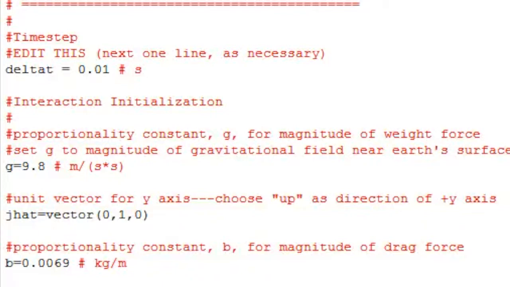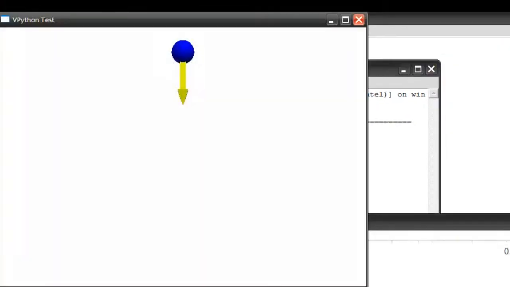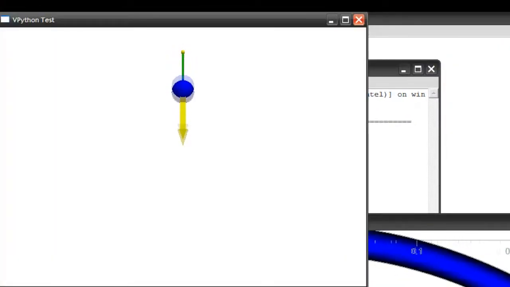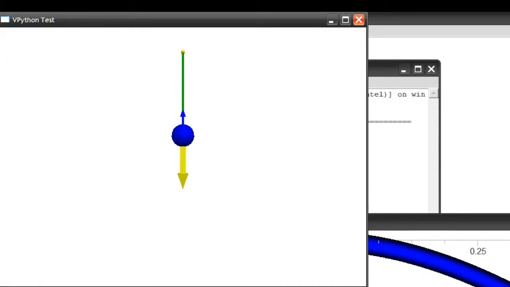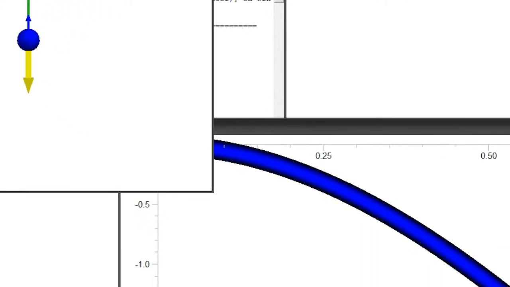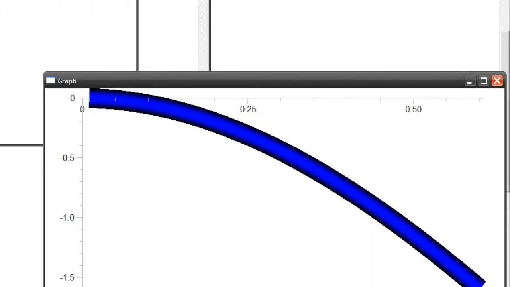In this second model, we will account for the effective drag on our system. In order to do this, the only change we must make from our first model is to assign an appropriate value to the constant b. Through trial and error and comparison with my observation, I found an appropriate value for b of 0.0069 kilograms per meter. Here is a model of the motion of this system, with the yellow arrow representing the weight force vector, and the blue arrow representing the drag force vector. Here is the graph of this system's displacement over time.